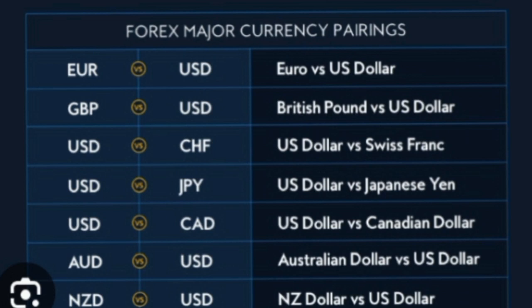We have USD/CHF, which is US dollar versus Swiss franc. We have USD/JPY, which is US dollar versus Japanese yen. We have USD/CAD, which is US dollar versus Canadian dollar. We have AUD/USD, which is Australian dollar versus US dollar. Then we have NZD/USD, which is New Zealand dollar versus US dollar.